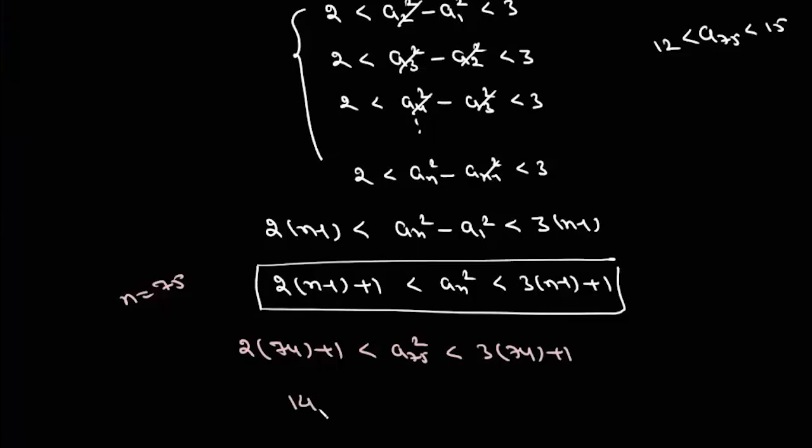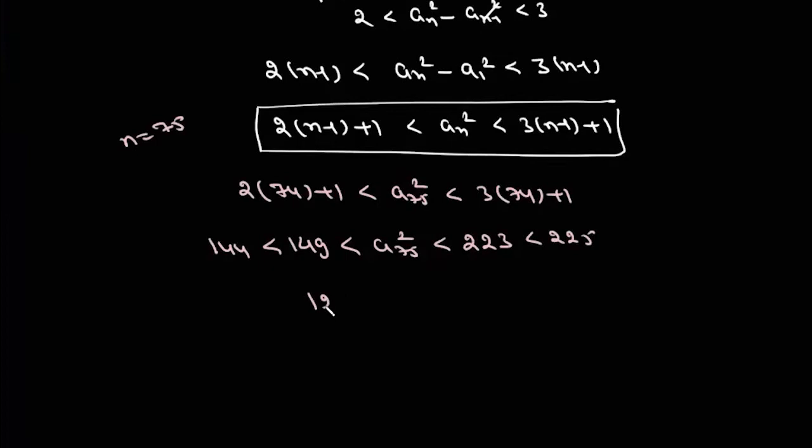Now this is 149. It is less than A75 square and will be less than 223. Now we know that 149 is greater than 144 and 223 is less than 225. We can write 12 square is less than A75 square and will be less than 15 square, or A75 will lie between 12 and 15, and that is the answer to this question.